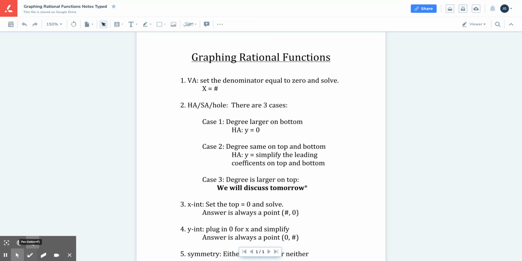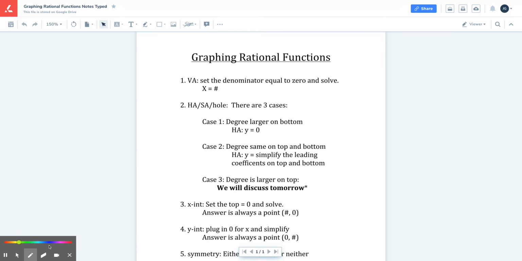All right, hey guys. Today we're going to talk about graphing rational functions. We're going to spend quite a few days going over this, practicing it before we're going to be assessed on it. For each problem that we are going to have to graph, you're going to have to answer 5 questions before we even graph anything.